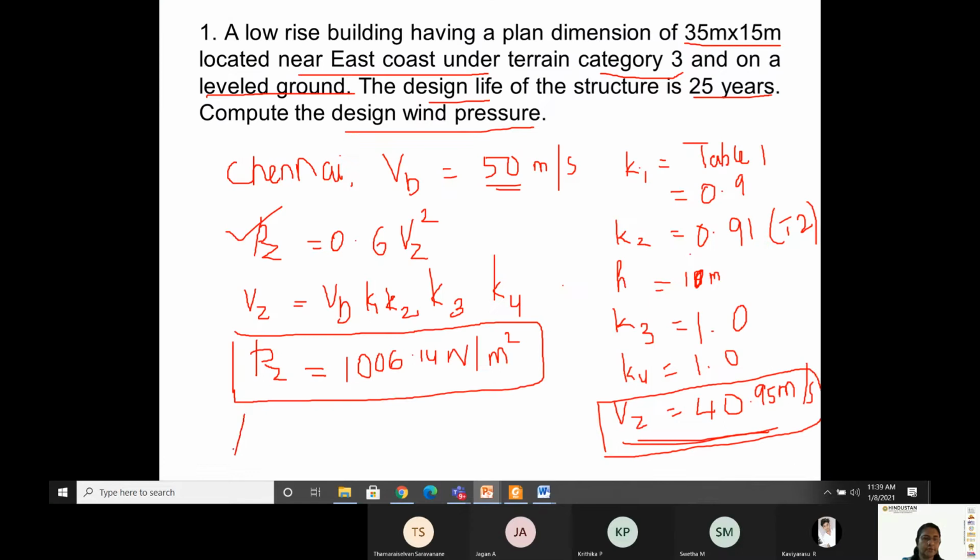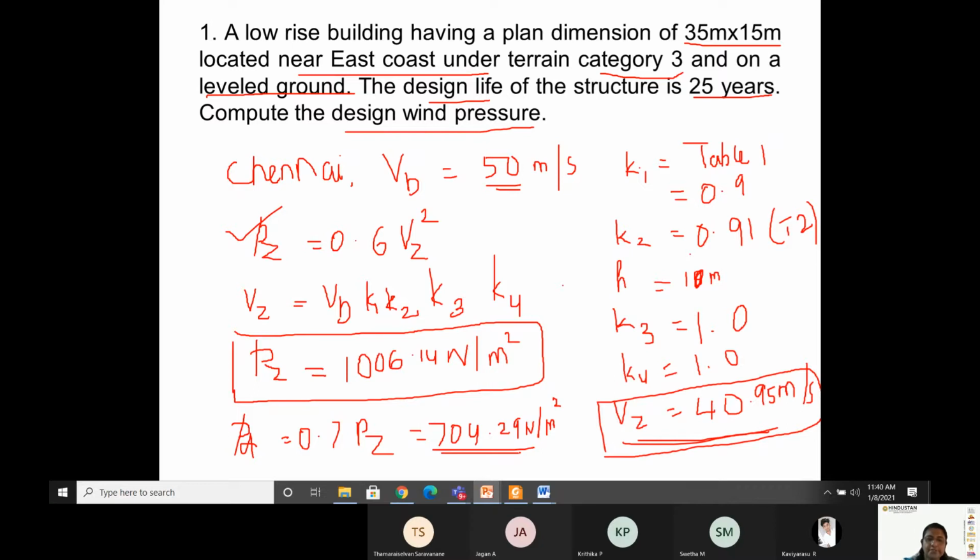You can just write down the design wind pressure Pd is equal to 0.7 Pz. Tell me how much it is. That means 70% of the wind pressure is sufficient as design wind pressure. 704.29 Newton per meter square. So this is how finally you calculate the design wind pressure.